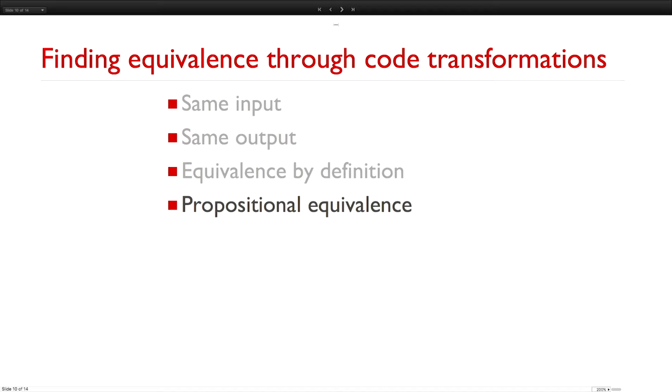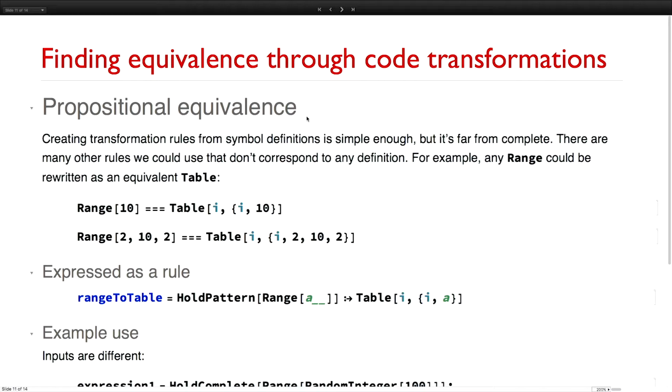All right, so propositional equivalence. So there are other things, in fact, the vast majority of the transformations that are useful for this, that you're not going to be able to discover through definition. There's a lot of kernel functions, for example, that you can't just check to see if they're doing the same thing.